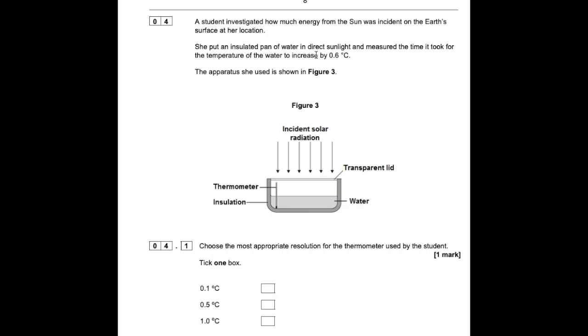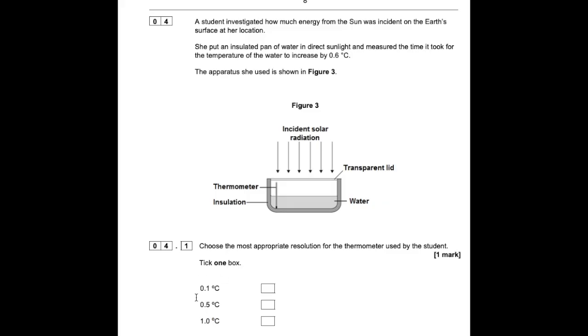For the temperature of the water to increase by 0.6 degrees Celsius, we have to find which of these options is most appropriate to 0.6 degrees Celsius and can capture that specific number. Now, if you look at 0.1, the resolution goes up in 0.1. So we know that 0.6 will come up eventually because after 0.1, it's going to be 0.2, then 0.3, 0.4, 0.5, 0.6.